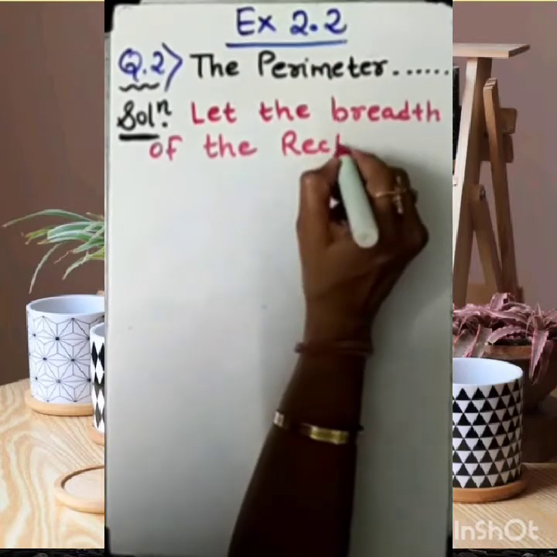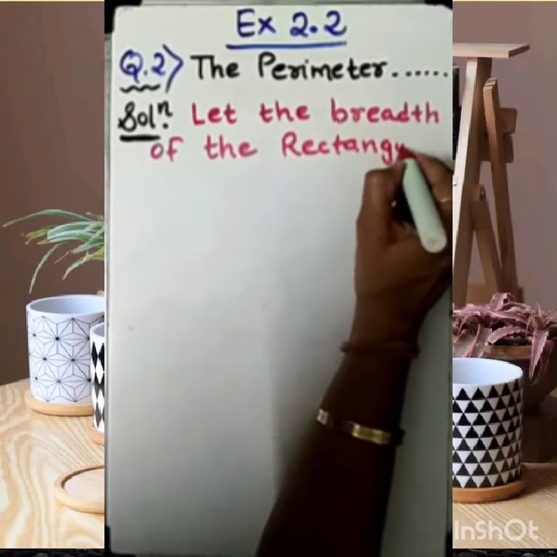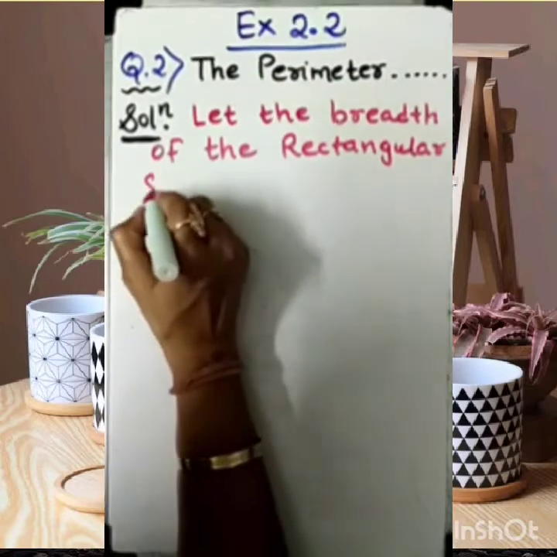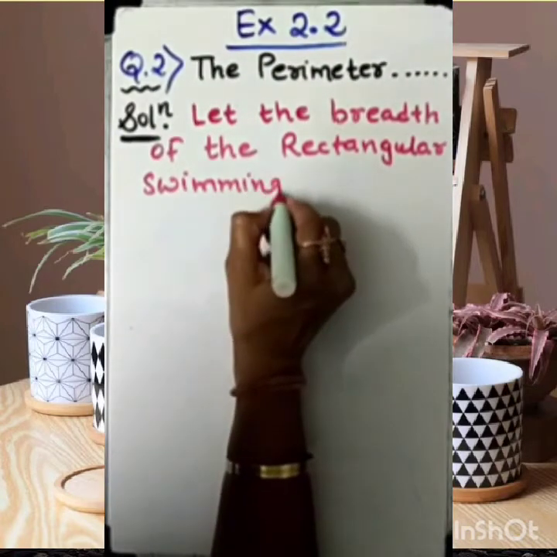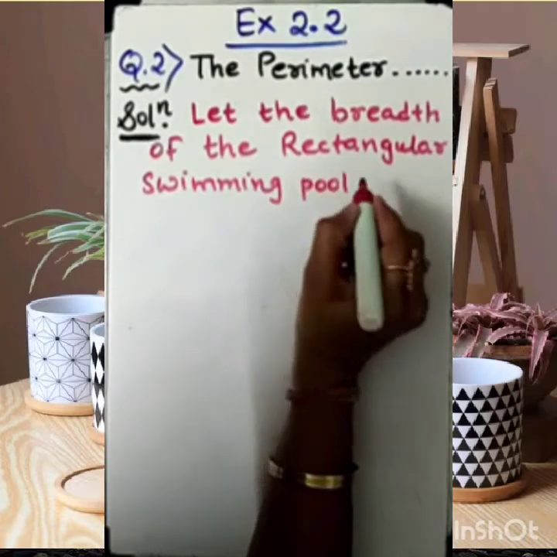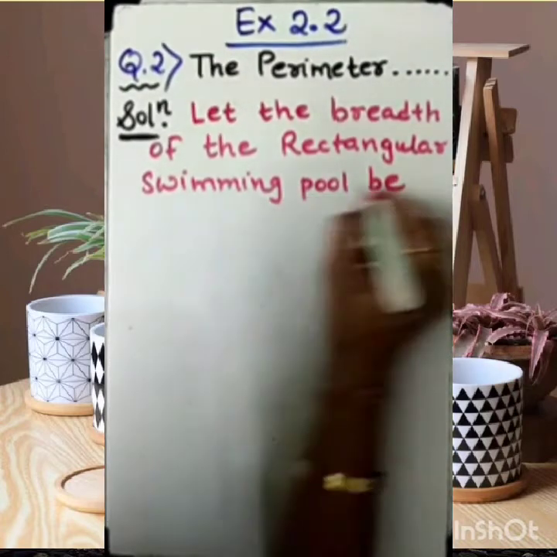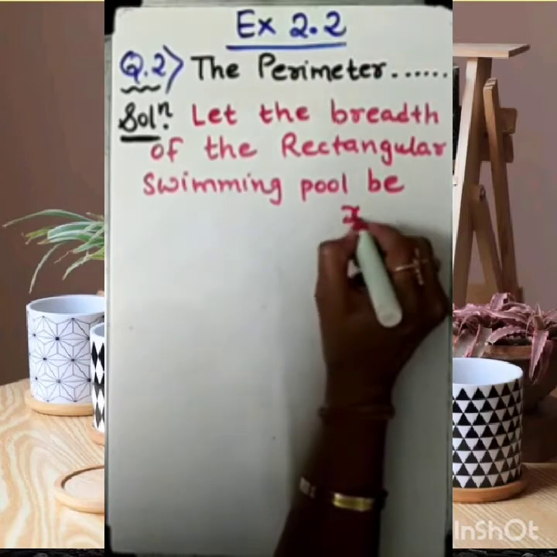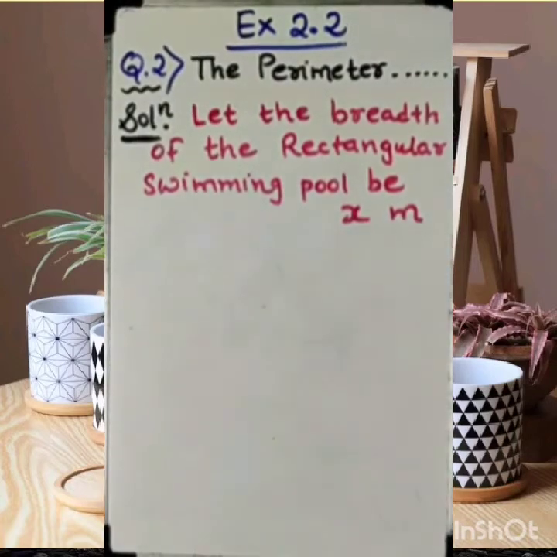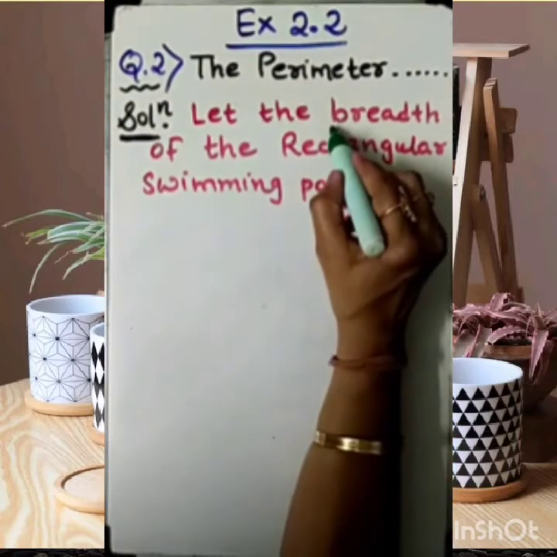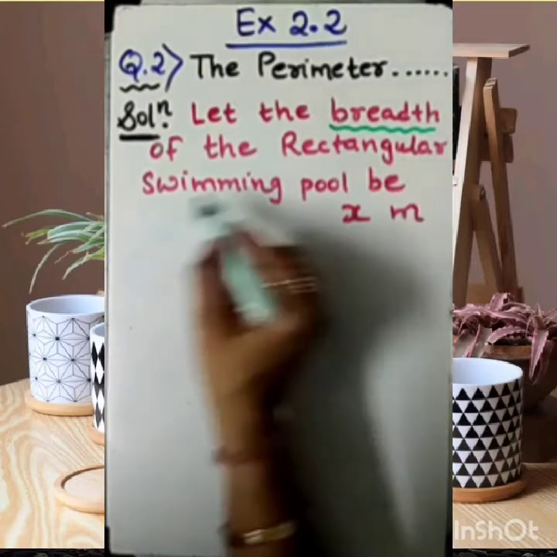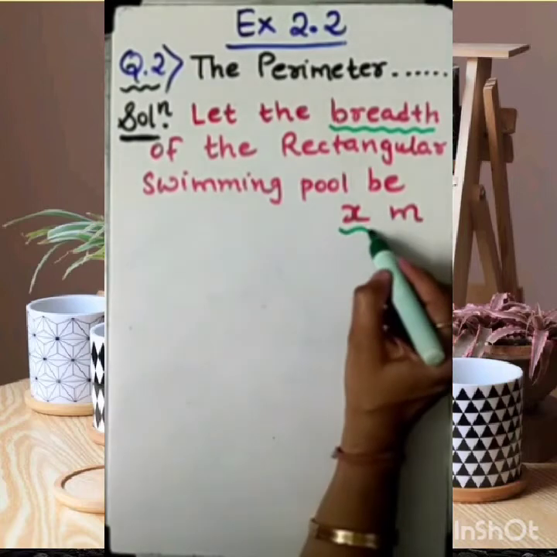Let the breadth of the rectangular swimming pool be x meters. We are assuming x meters. Let the breadth of the rectangular swimming pool be x meters.